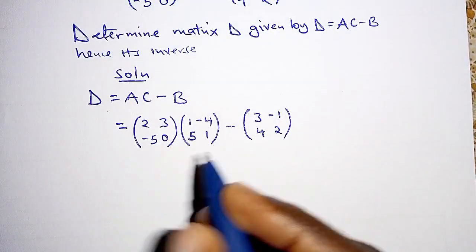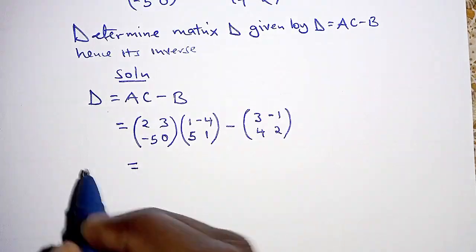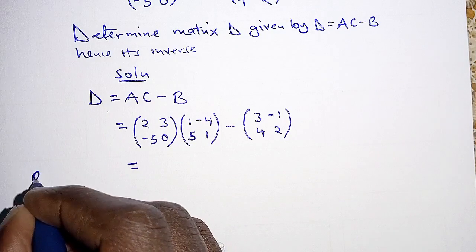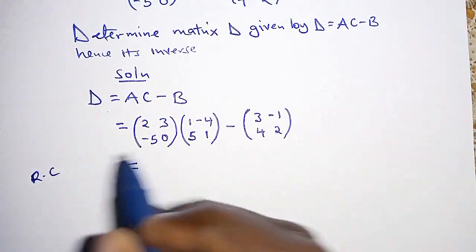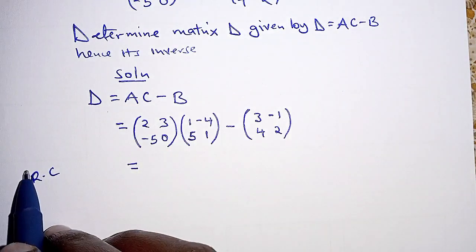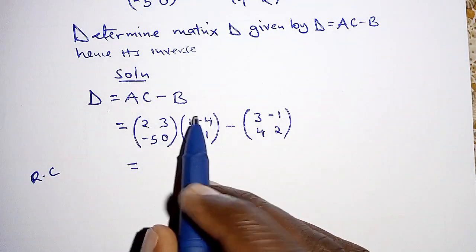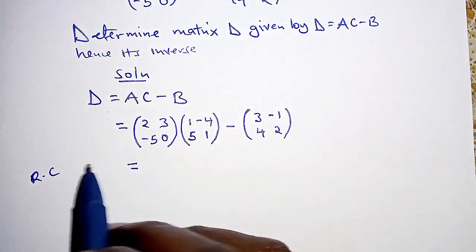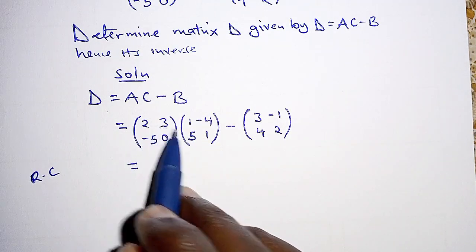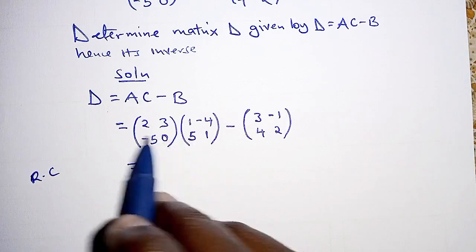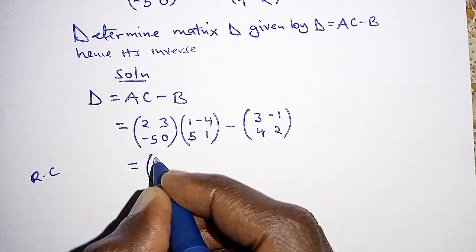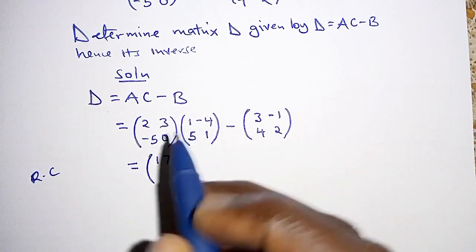Now coming to the part of multiplication, we need to recall that when multiplying, we multiply row by column. So we begin with the first row of the first matrix and multiply by every column of the second matrix. So 2 by 1 is 2, 3 by 5 is 15, 2 plus 15 is 17. So we are going to have 17 here.